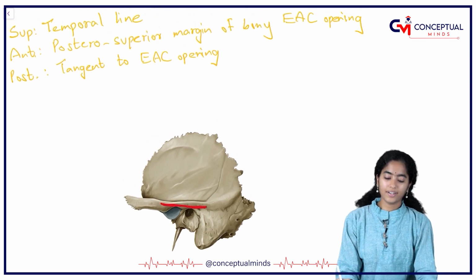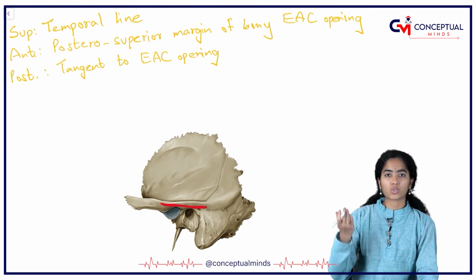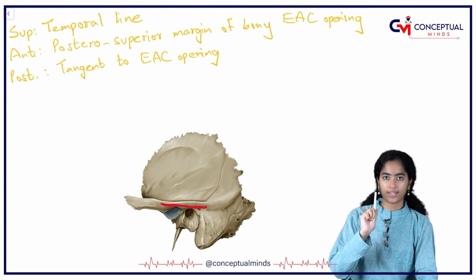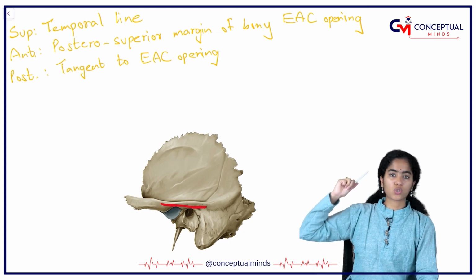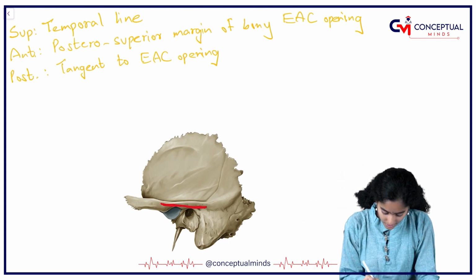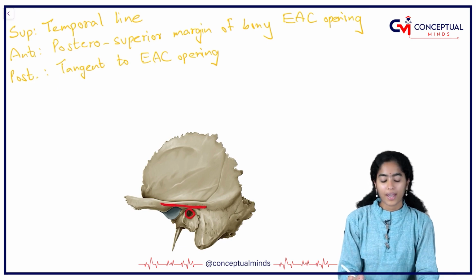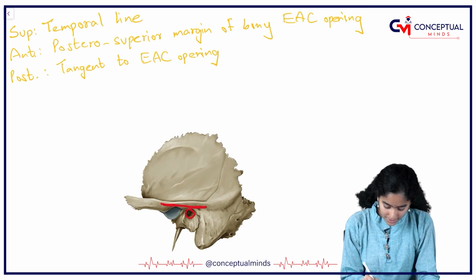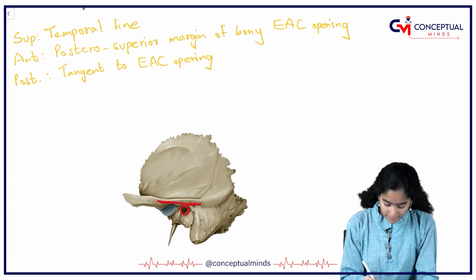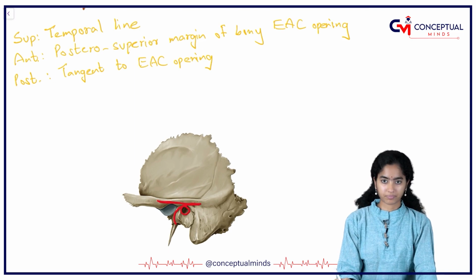Next, the anterior border is formed by posterior-superior margin of external auditory canal opening. Now we know that the external auditory canal is running like this, and its posterior-superior margin on the other side. So you can see that this is the external auditory canal opening, and its posterior-superior margin is this.